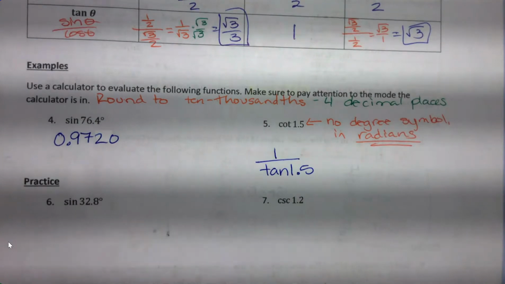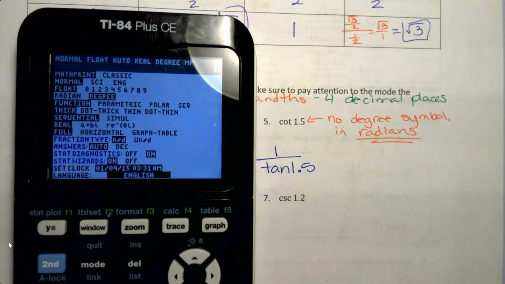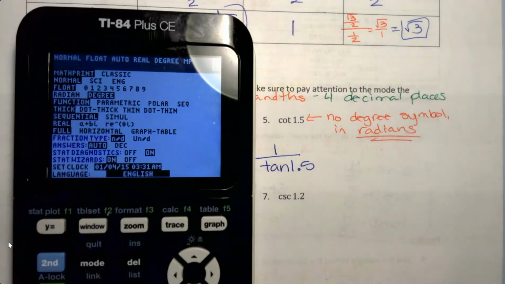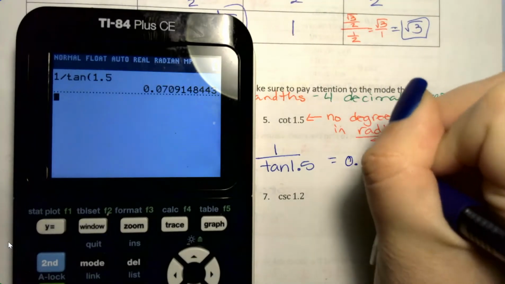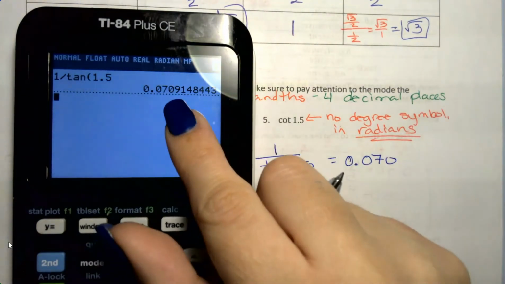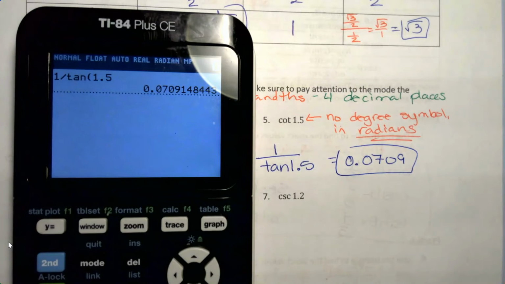Because it's in radians, I first want to make sure I go ahead and change my mode back to radians. So I'm going to press mode, arrow down to radians, press enter, and second mode to go back home. Then I'm going to do 1 divided by, because it's cotangent, which is a reciprocal to tangent. And then I'm going to press my tangent button and type that 1.5. So this gives me 0.07 and then 0. The 9, the number right after it is a 1, so it is going to stay a 9. And this is my final answer here.